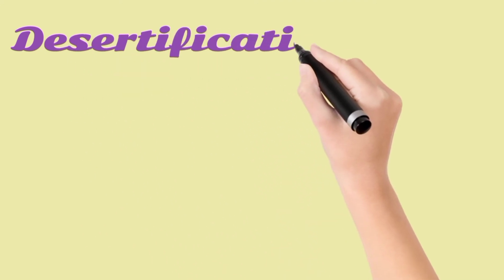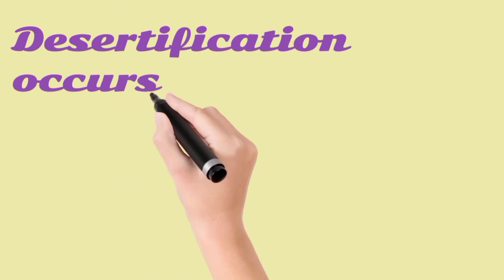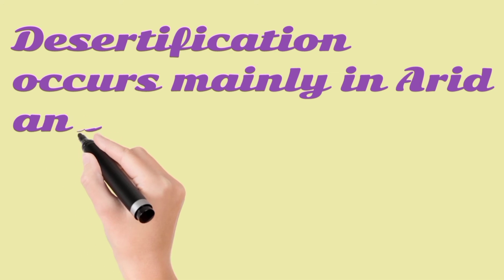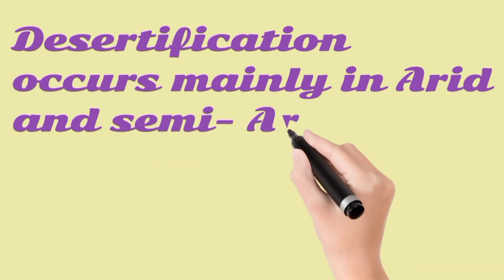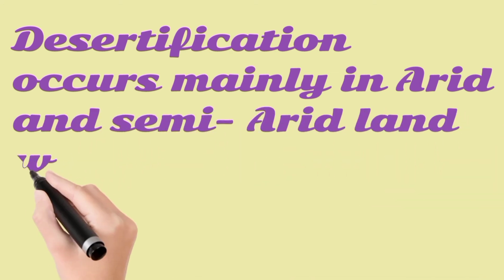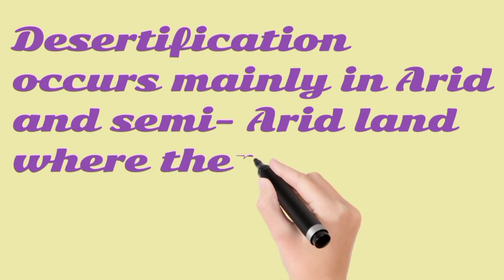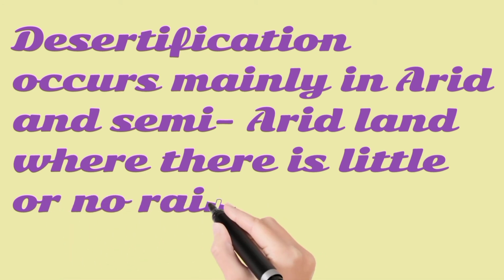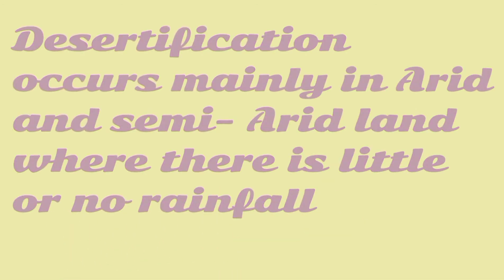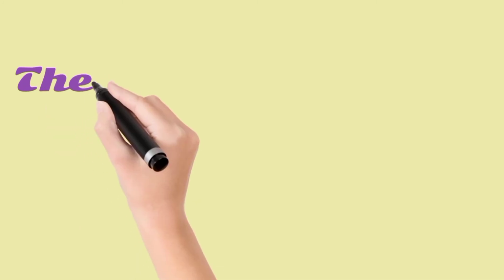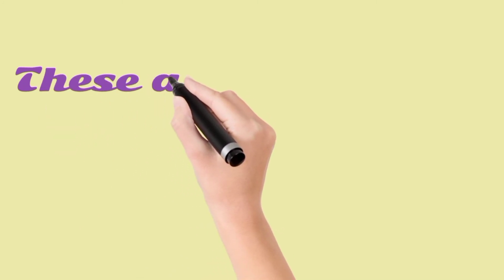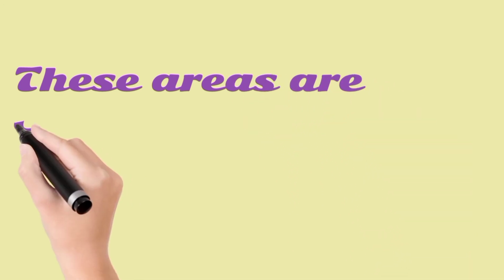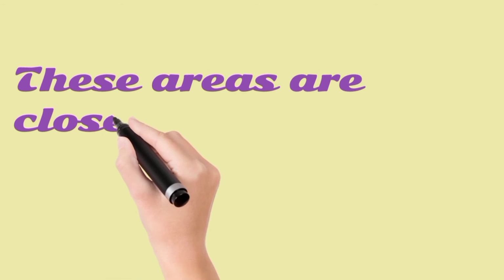Desertification occurs in areas where there is little or no rainfall. Even here in Nigeria, some areas are prone to desertification. Those areas are the northern part of Nigeria where there is little or no rainfall. I'm sure we can list some examples of states in Nigeria that are prone to desertification. These states are very close to the Sahara Desert. I'm sure you have heard about the Sahara Desert before.